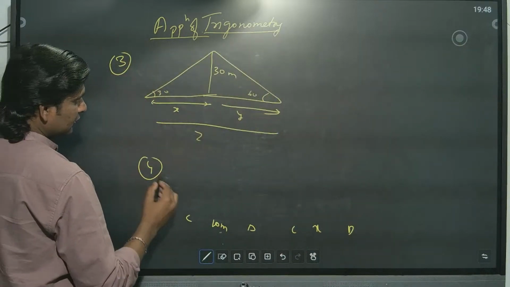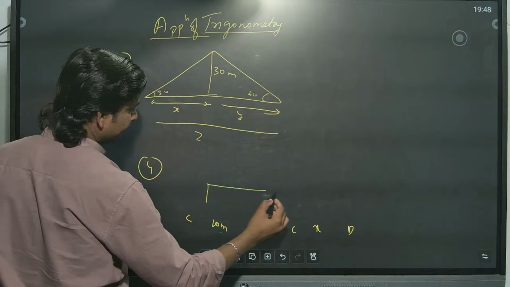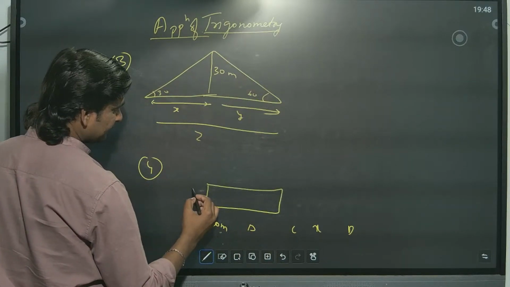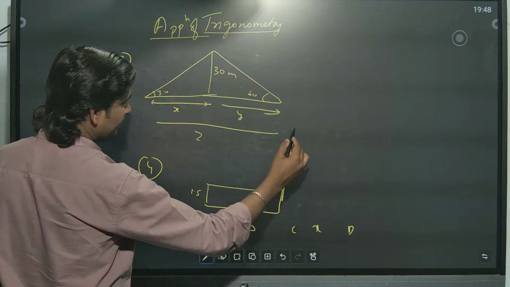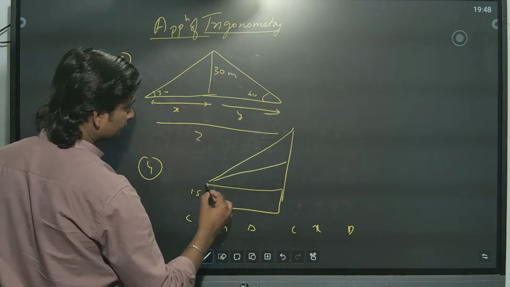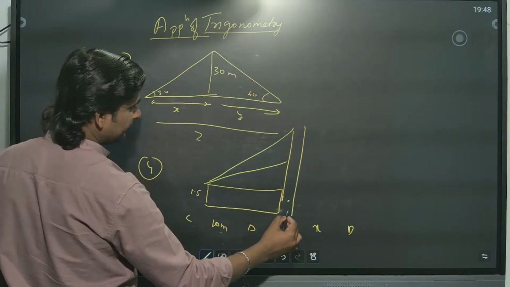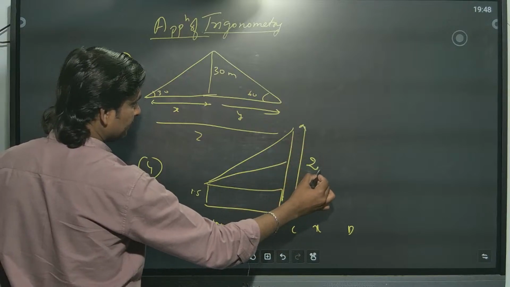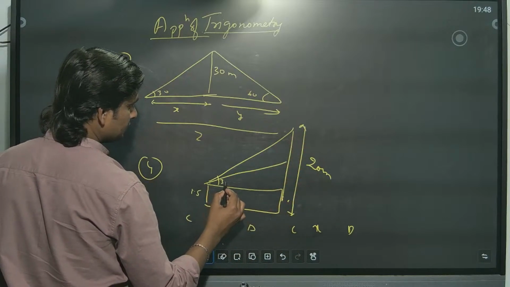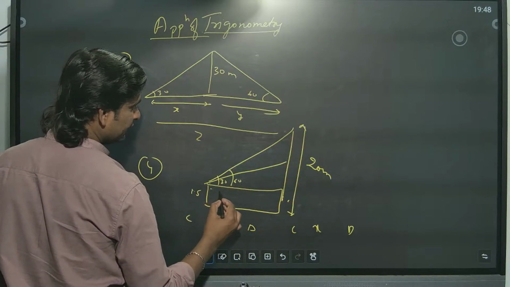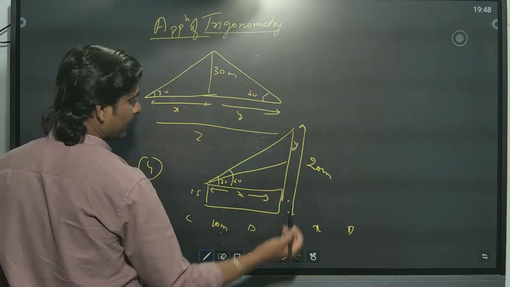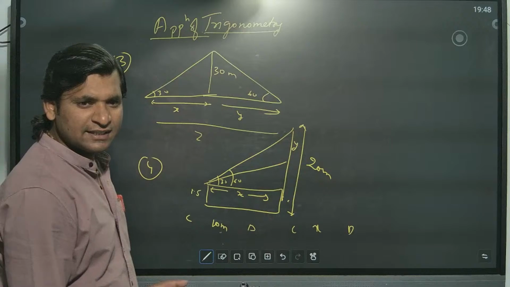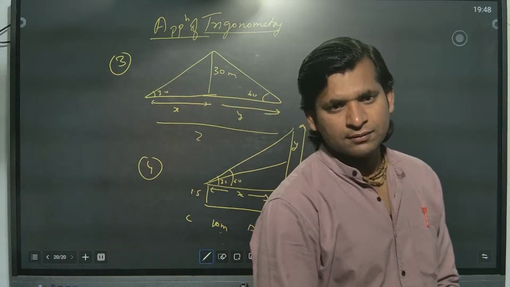Fourth, standing. A boy is standing, he has some height like 1.5 meter, and total height of building is given. Total height will be given, suppose 20 meter. Then you have to find this x, and then you have to find y. So again this kind of question also you saw.